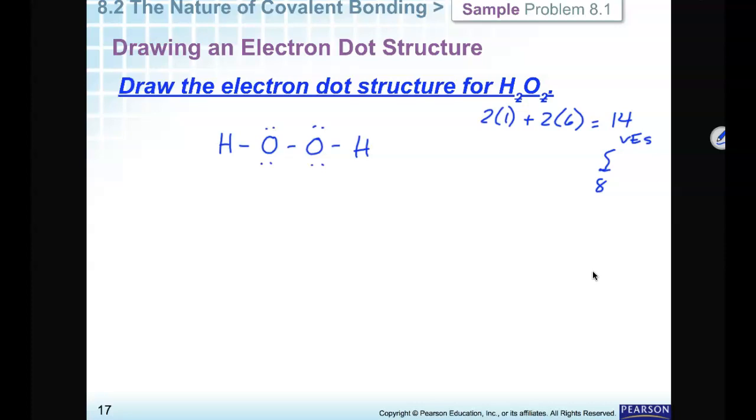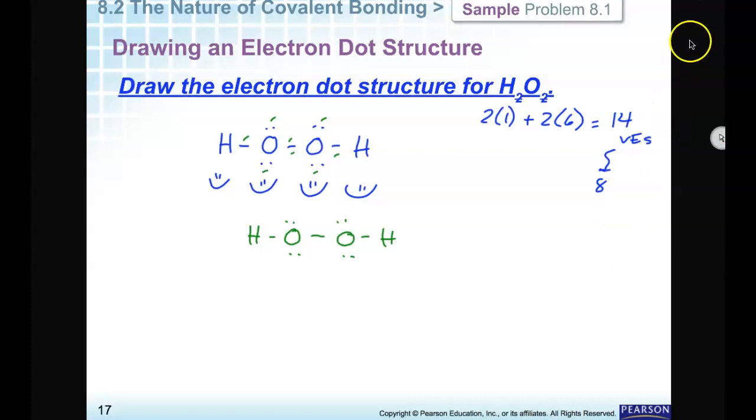Looking at everything, hydrogen is 2, happy. These are happy also. Why? You've got 2, 4, 6, 8. And I'll just show you really quick. This is 2, 4, 6, 8. That oxygen has 2, 4, 6, 8. So that's why they're happy. So to rewrite it, and that's hydrogen peroxide.